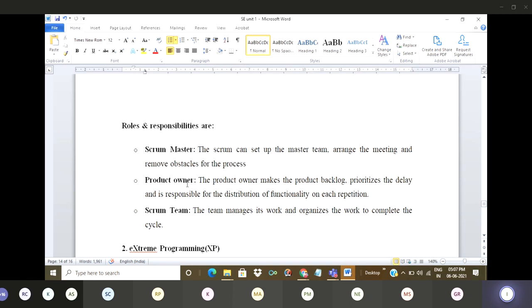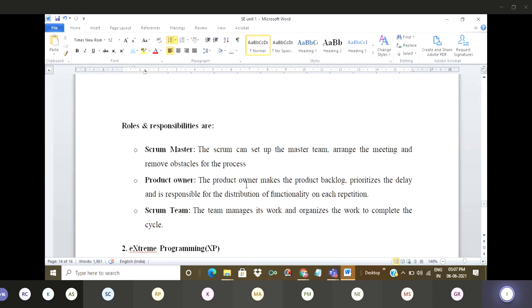Second is product owner. He has accountability and responsibility. He manages product backlogs, prioritizes the delay, and is responsible for distribution of functionality in each iteration. So Scrum team can manage its work and organizes the work to complete the cycle. These are the roles and responsibilities of Scrum.